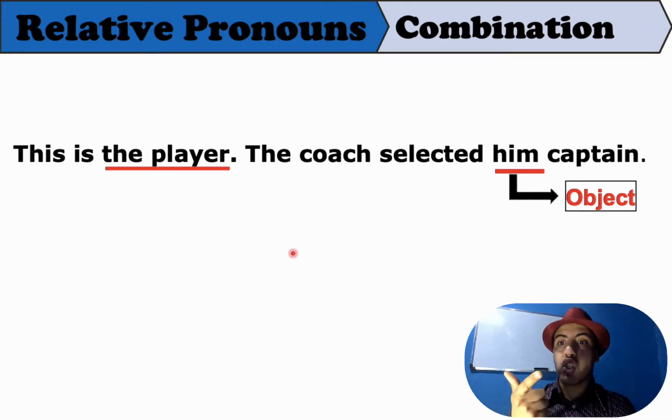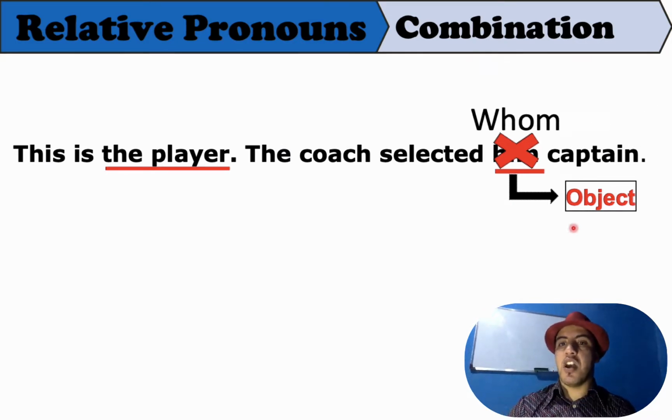Pay attention. Him, it is object. Why? Because it is after the verb. If it is before the verb, it is subject. If it is after the verb, it is object. So we are going to delete him. So are we going to replace it by who or whom? Good. It is whom. Why? Because we have object. So it is whom.